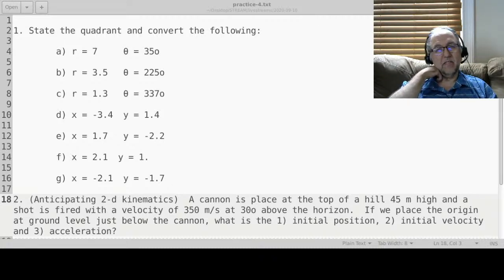This week, because Monday was a holiday, it was a little bit shorter, and so we just covered one topic, which was vectors. Next week, we're going to use vectors in 2D kinematics, and then the week after that is the week of the test, and we're just going to review everything during that week leading up to the test. Okay, so vectors. I have two questions here regarding vectors.